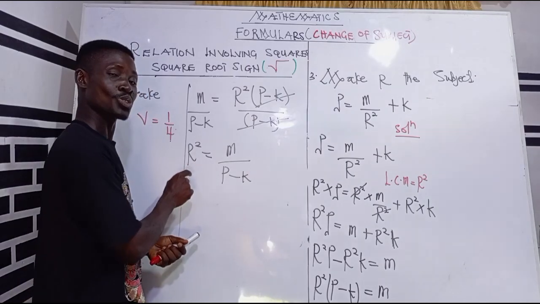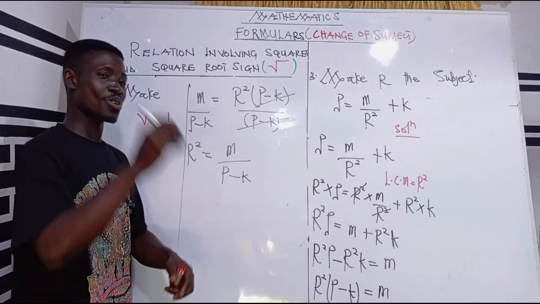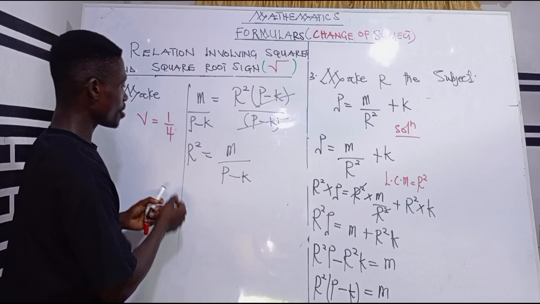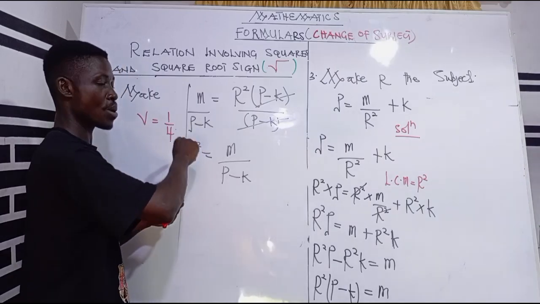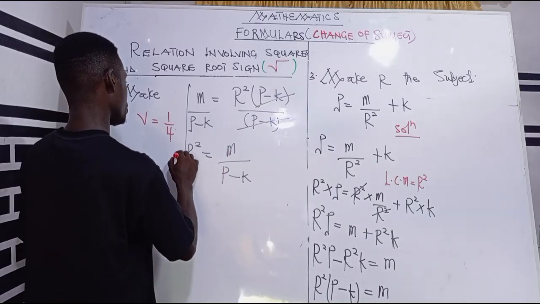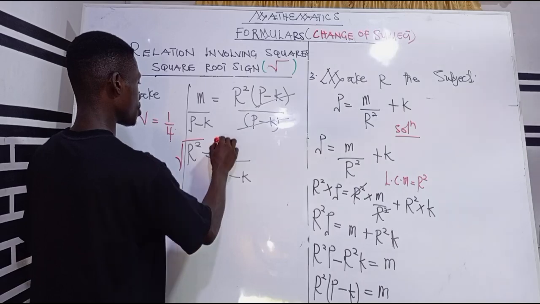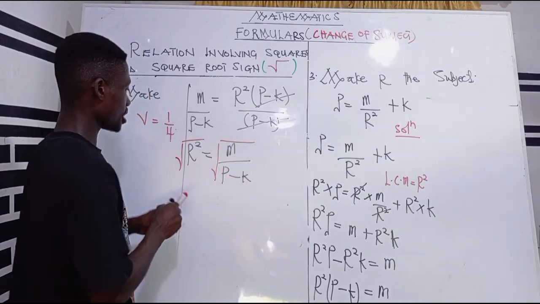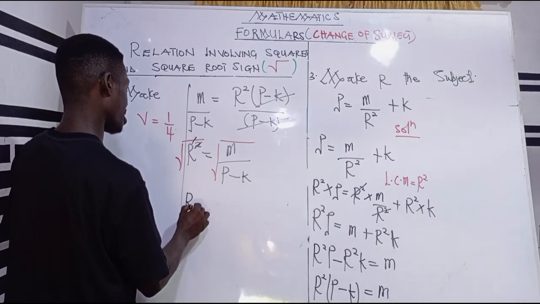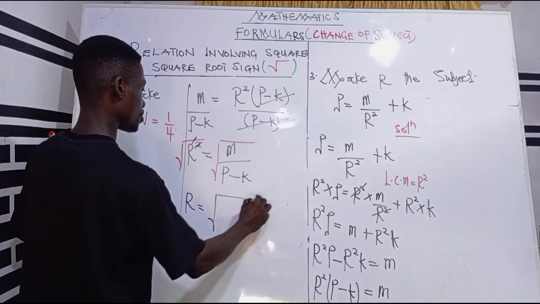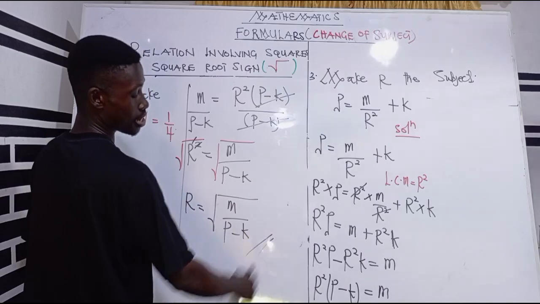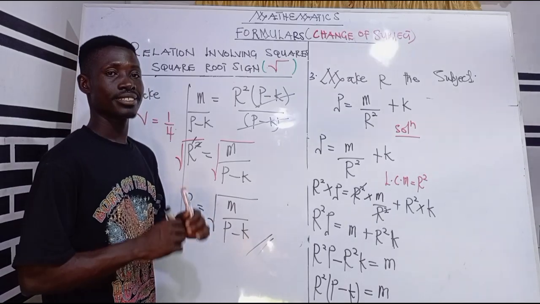Now we are looking for r, not r squared. So we have to go back and remind ourselves of the previous introduction, the one that I did. When you have a variable that is squared, to do away with the square, you have to square root both sides of the equation. So we are going to take the square root on both sides, and you realize that this square will cancel the root sign. We are left with what? r is equal to the square root of m all over p minus k. That is that. Very, very simple.